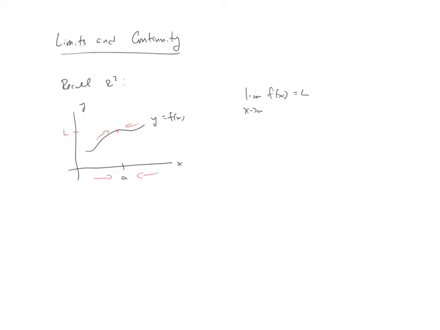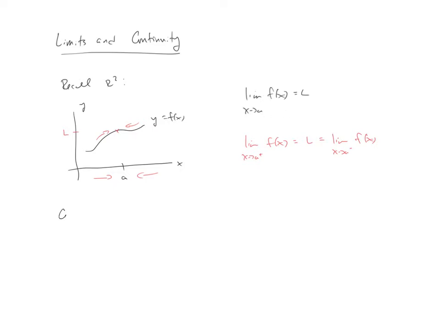Now, we also know that this limit exists if and only if the limit as x approaches a from the right and the limit as x approaches a from the left also equal L. Okay, so notice if you approach a from the left, and if you approach it from the right, you need to get the same thing, and if you do, the overall limit is L.